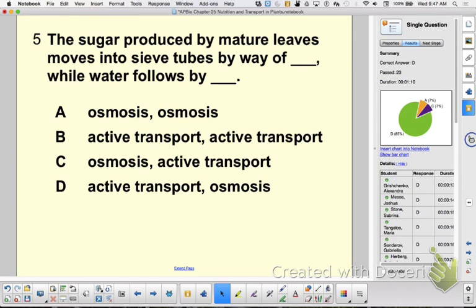Good job. Sugars are active. Water always flows by osmosis. Water always. What is the definition of osmosis? Diffusion of water across a semi-permeable membrane. Okay, just checking.